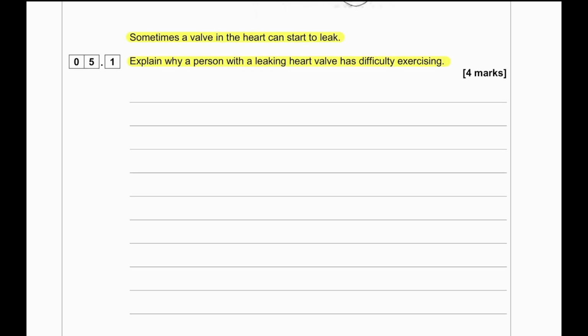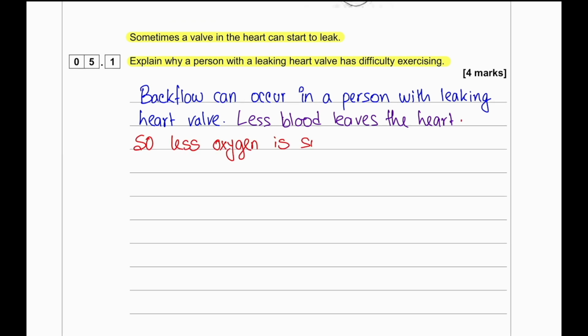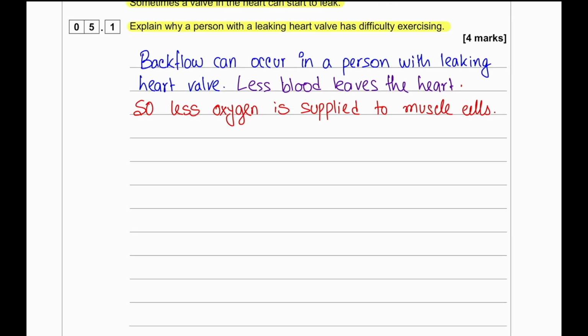So a heart valve's function is to prevent the backflow of blood. However, with a leaking heart valve, the backflow can occur. So some blood can flow backwards. And since less blood leaves the heart, less blood is pumped around the body. Instead of being pumped out, it stays within the heart. So less oxygenated blood is supplied to the muscle cells, and as a result less aerobic respiration takes place, so less energy is released and less efficient muscle contraction can occur.